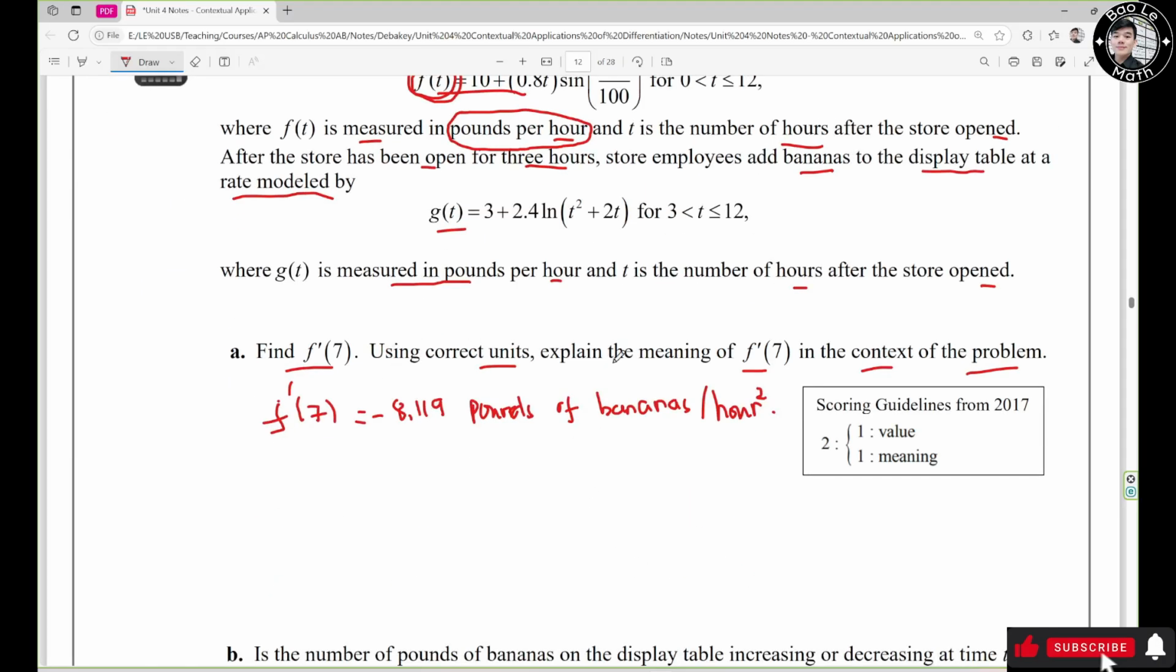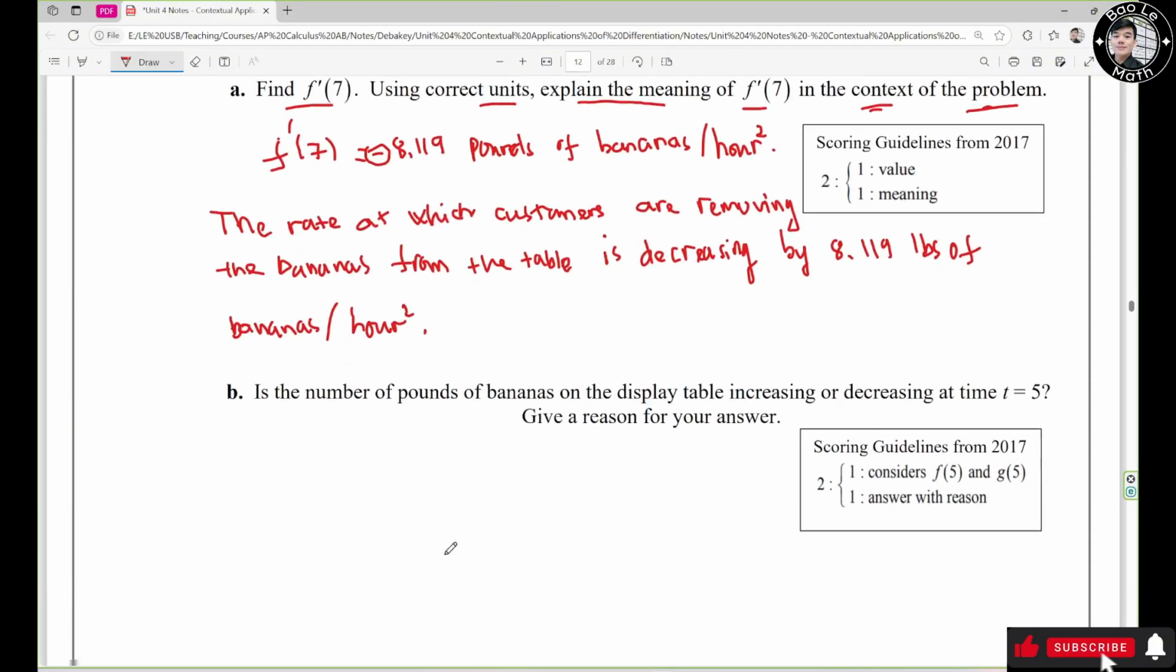Now, explain the meaning of f prime of 7 in the context of the problem. So you need to say the rate at which customers are removing the bananas from the table is decreasing, right? Because you have the negative sign right here. By 8.119 pounds of bananas per hour squared. Let's move on to question B.